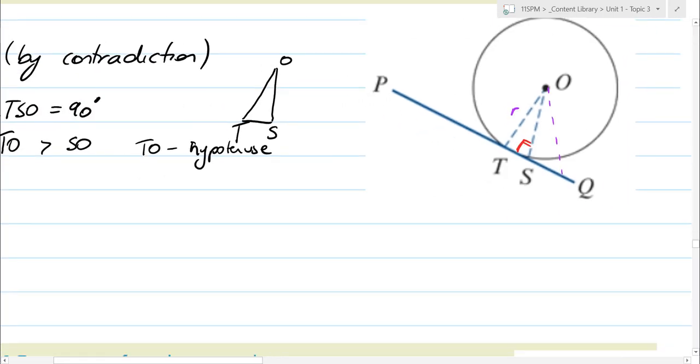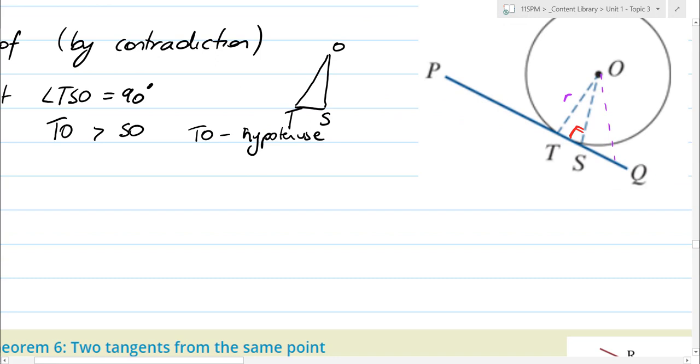So we're making the statement that if S forms a right angle between the tangent and the centre of the circle, then TO must be greater than TS because of Pythagoras' theorem, or because it's the hypotenuse of a right angle triangle.